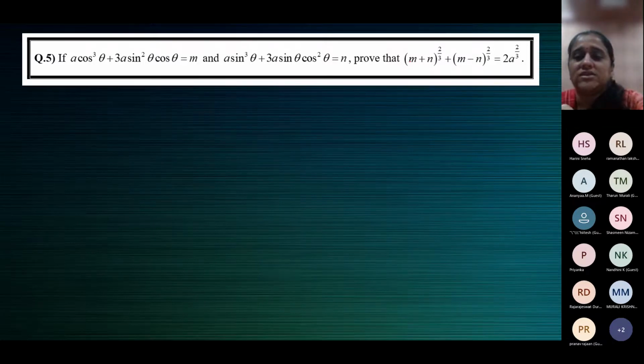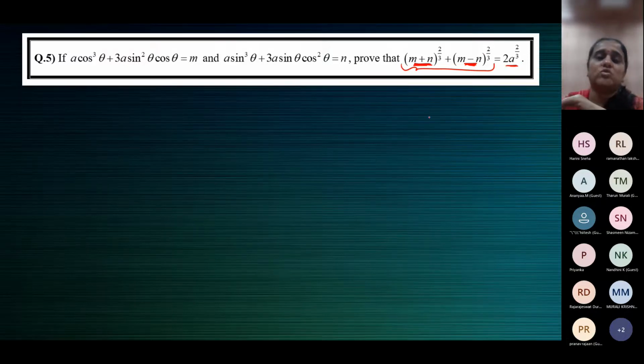What we'll do is, see, this is the left-hand side. First we'll find out m plus n. And then we'll find out m plus n to the power 2 by 3. Next, we'll find out m minus n. Then we'll find out m minus n to the power 2 by 3. Then we'll add the two results and show that it's equal to 2a to the power 2 by 3.